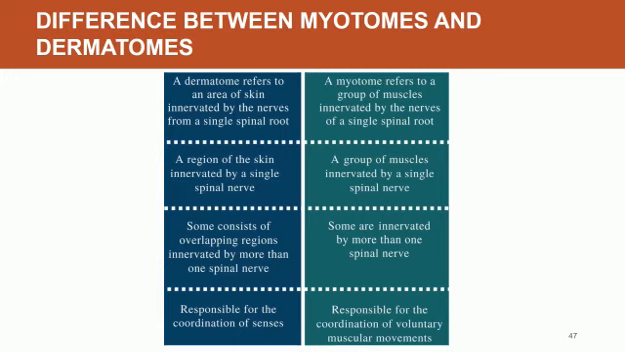The third difference is a dermatome consists of overlapping regions innervated by more than one spinal nerve, but myotomes are innervated by more than one spinal nerve. The fourth difference is dermatomes are responsible for the coordination of senses, but myotomes are responsible for the coordination of voluntary muscular movements.